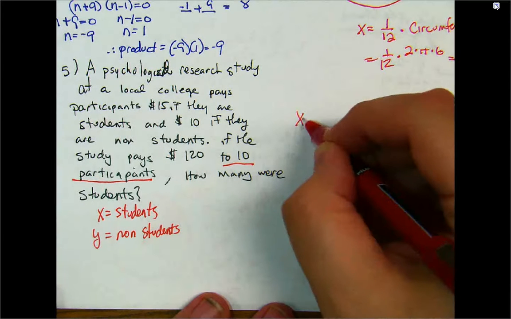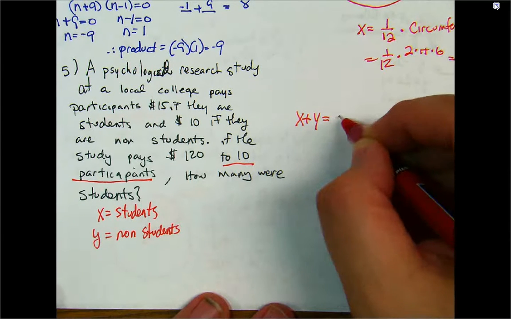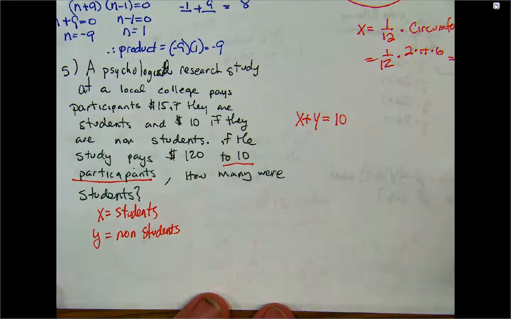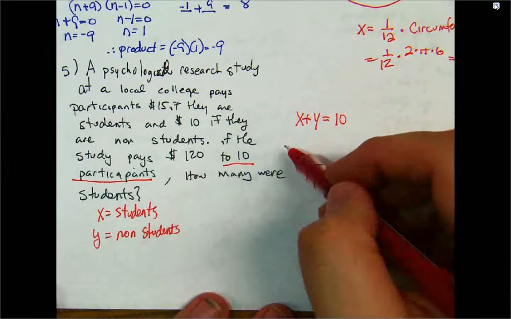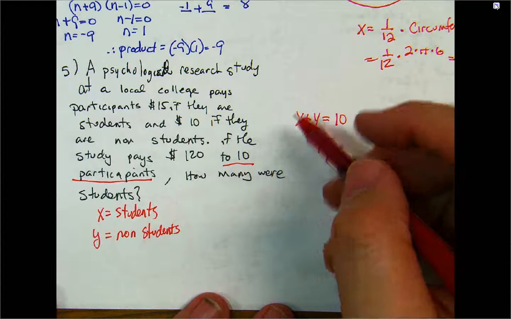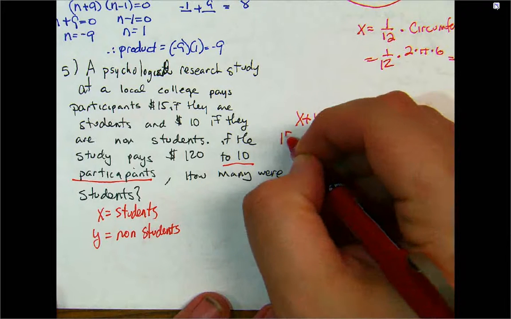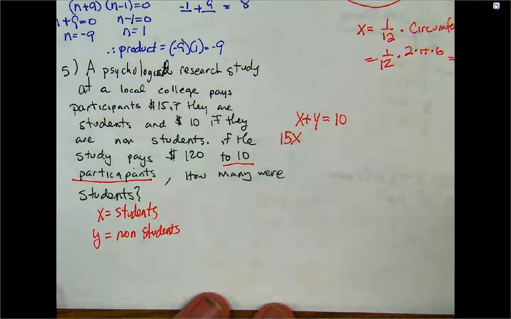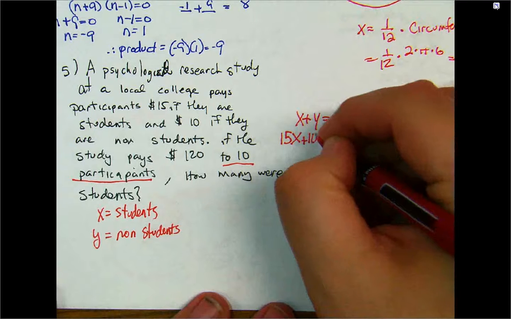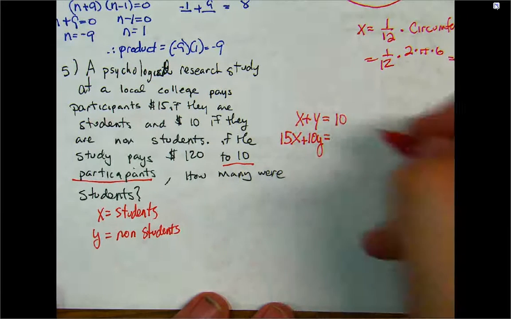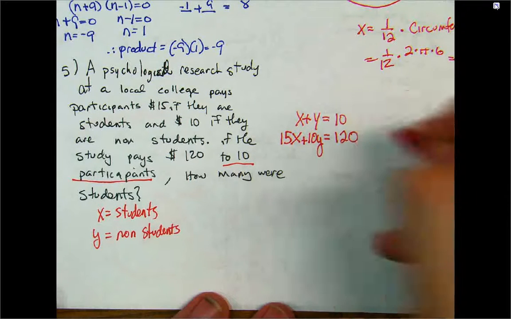Now, if x is the students, how much money did the students get? $15. How much did a non-student get? 10y, and that's equal to 120. Now it says, how many students do we want? So I want x, I don't want my y's. So what am I going to eliminate?